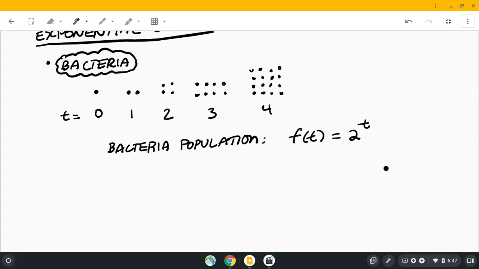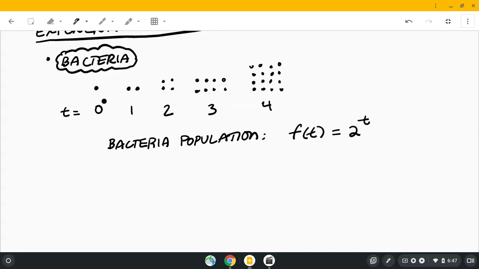Okay, now suppose that the initial amount is not one. This is the most basic case, where your initial amount is one, and it doubles every 1 unit of time, whether it's 1 hour, 1 second, 1 day. But oftentimes it's not the case that the initial amount is 1. So let's take a look at that case.